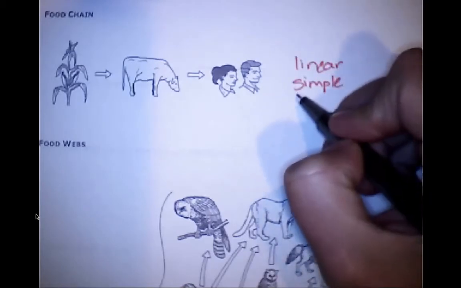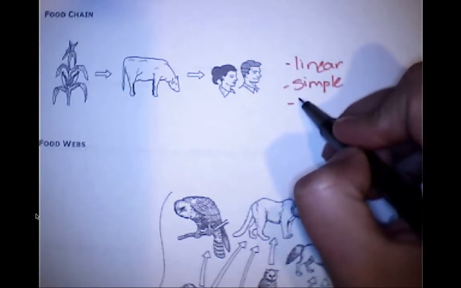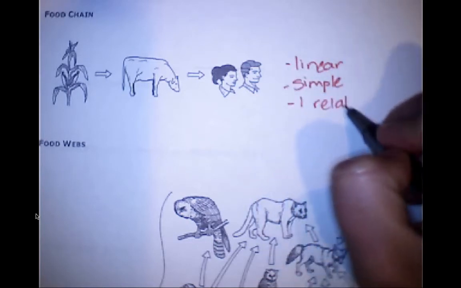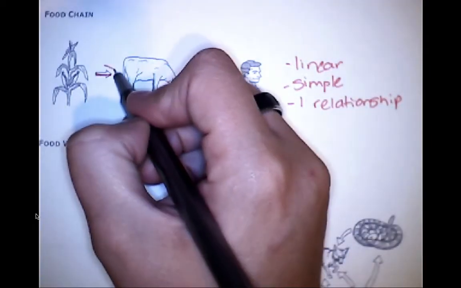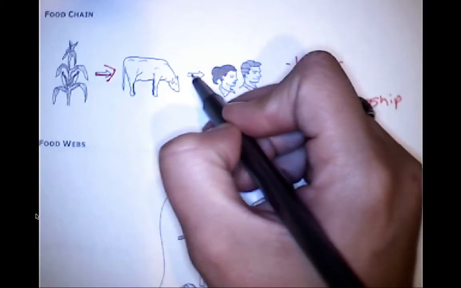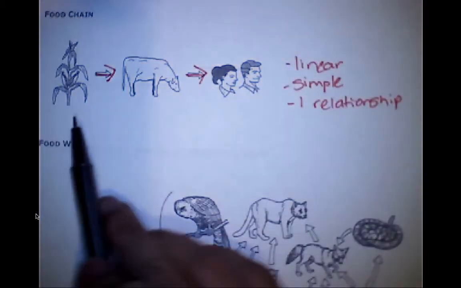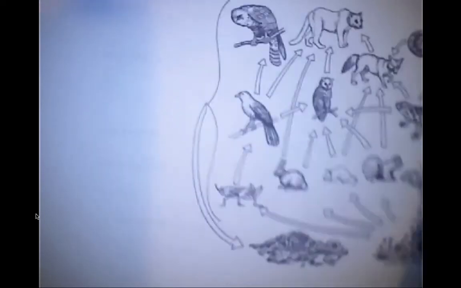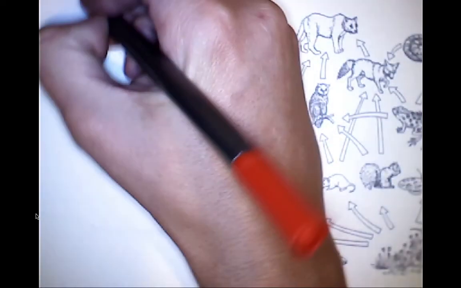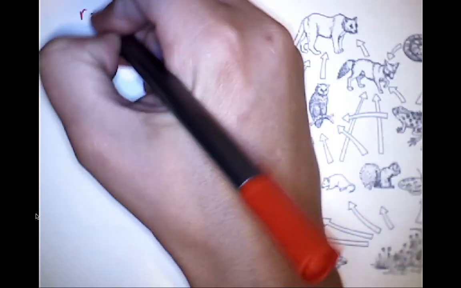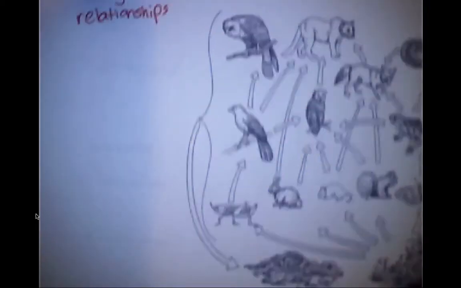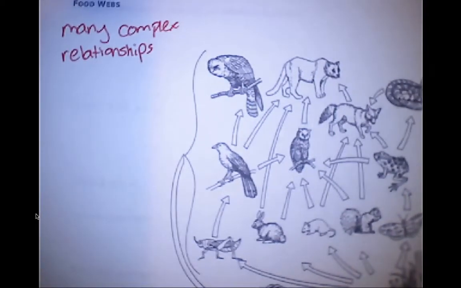So it's linear, it's simple, and it's just one relationship. It's going to go from the corn, notice the arrow pointing towards the cow, to the human. You're just going boop, boop, boop. That's it, that's a food chain. A food web shows many complex relationships, and you're going to see many complex relationships.